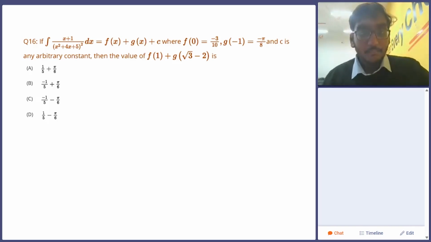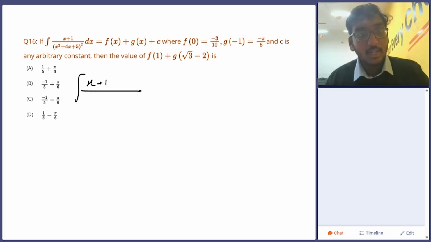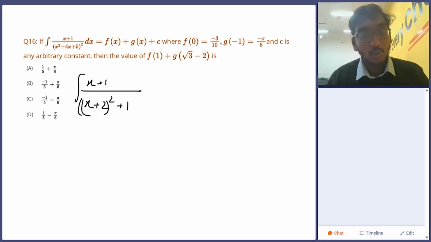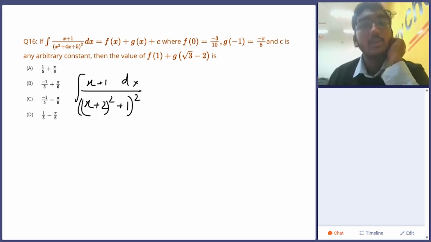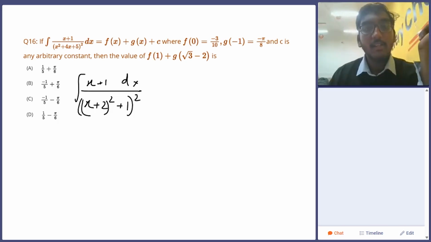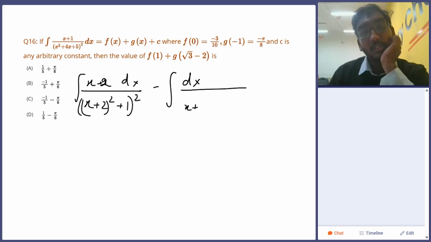Yes, in this question now, they have given the value of f of x plus g of x plus c to be this integral. So basically you have to evaluate this integral. It's a little difficult question. What you can do is write the numerator as it is, and complete the square for the denominator and write it in the form of (x plus 2) the whole square plus 1 the whole square. Now there is a dx over here. You can just add and subtract 1. What you will get is this altered as x plus 2 minus integral dx upon (x plus 2) the whole square plus 1 the whole square.